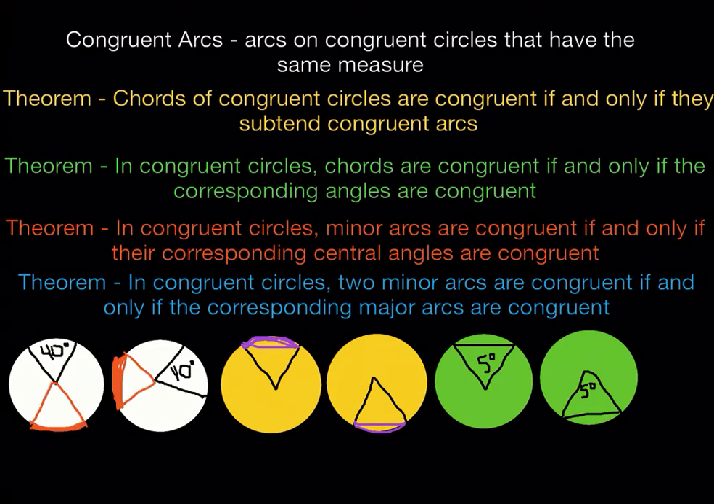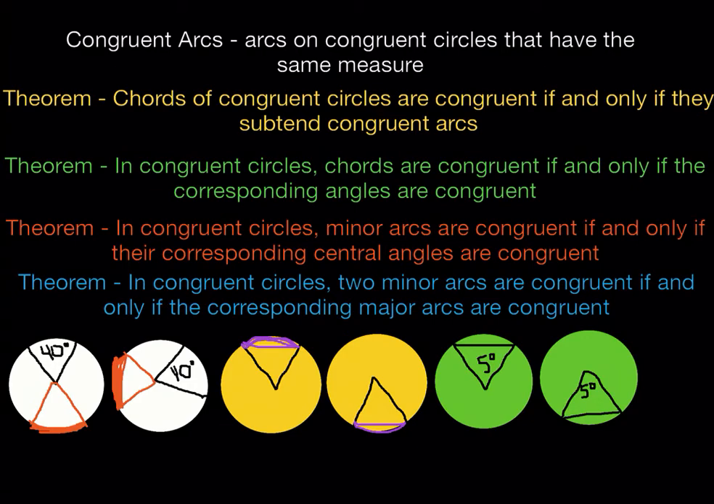The next theorem says in congruent circles, minor arcs are congruent if and only if their corresponding central angles are congruent. So going back to this one over here, the red part, these minor arcs are congruent if their central angles are congruent.